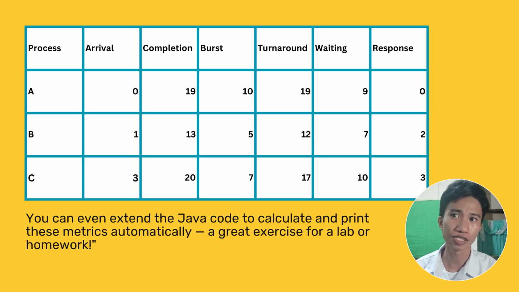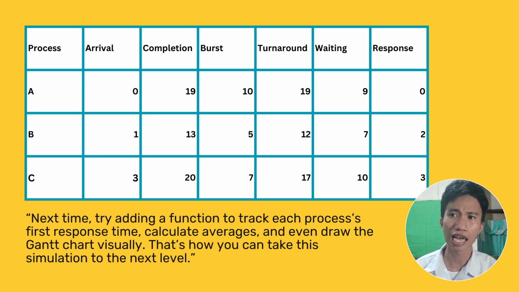You can extend the Java code to calculate and print the metrics automatically, a great exercise for lab or homework. Next time, try adding a function to track each process's response time, calculate averages, and even draw the Gantt chart visually. That's how you can take this simulation to the next level.